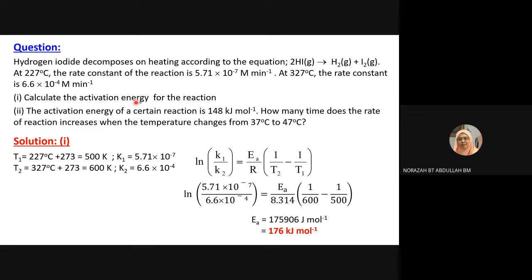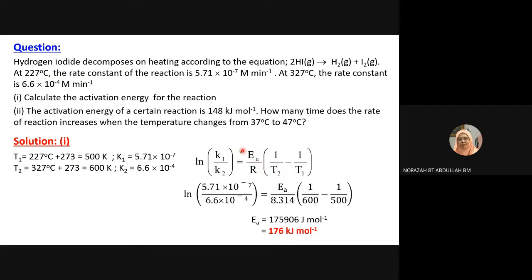Okay, so calculate the activation energy for the reaction. Okay. Jadi di sini mencari activation energy. Okay, dah temperature dia diberikan. Temperature kena convert dalam Kelvin, plus 273. Okay, so formulanya K1 over K2, take note ini 1 over T2 minus 1 over T1. Mungkin juga kamu nak buat K2 over K1, 1 over T1 tolak 1 over T2. Itu pun boleh.